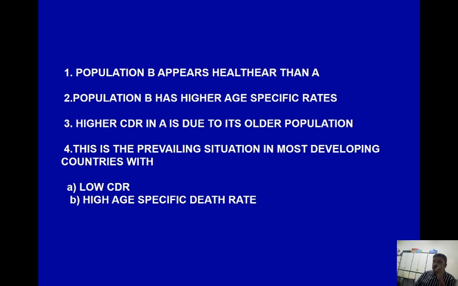And you will say that population B has higher age-specific rates. Yes, we looked at it: 0 to 1 is higher, and 65 plus is also higher. The higher CDR in A is due to its older population. Probably the number of people in the older age group in population A is higher. The total number is higher, and this is the prevailing situation in most developing countries.